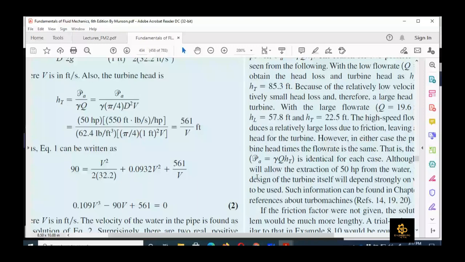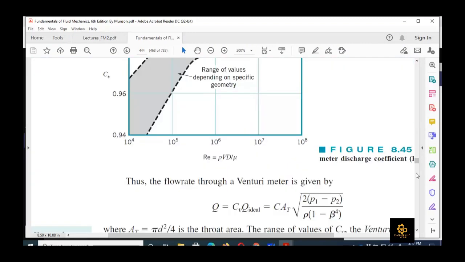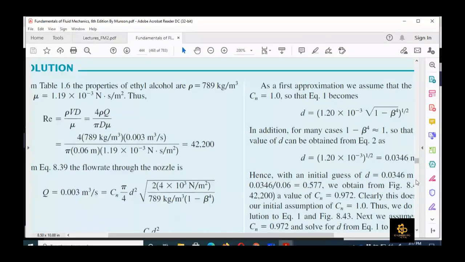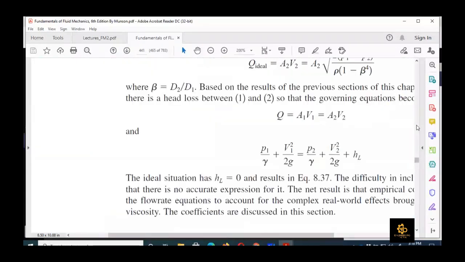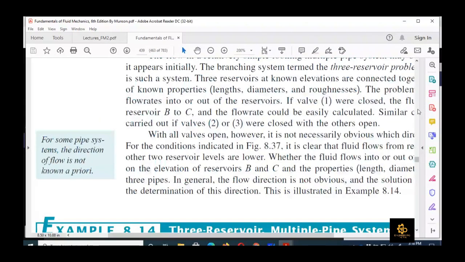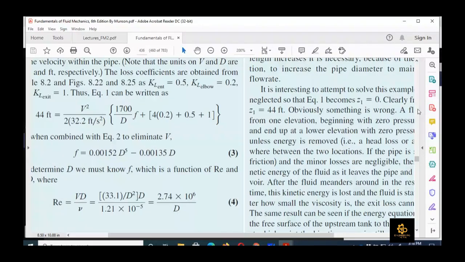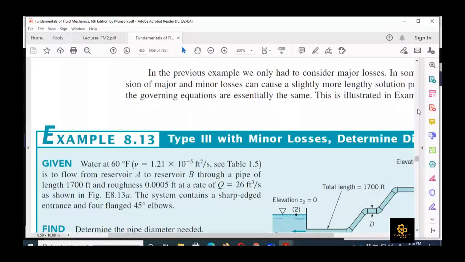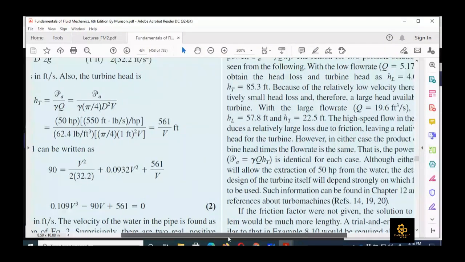Similarly, if the velocity value is more, sorry, let me... Just a minute. Okay. If the velocity value is more, then I think we have lost that. Oh, okay, yes. So we were here.